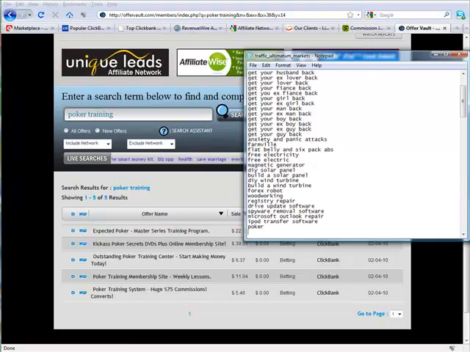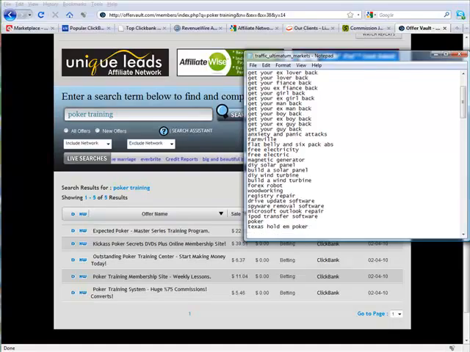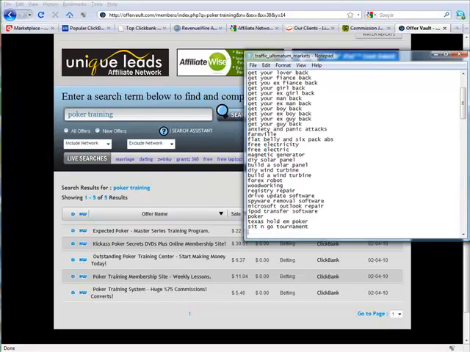Now, because I do know a little bit something about poker, I know that the most popular form is Texas Hold'em poker. And two of the most popular types of tournaments are sit and go tournaments and multi-table tournaments.